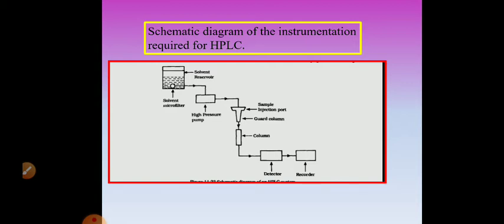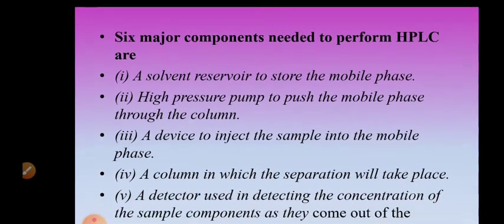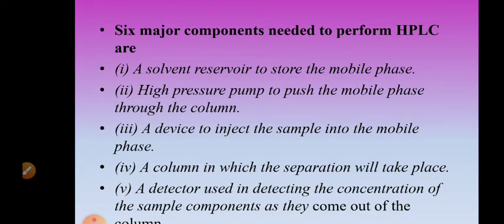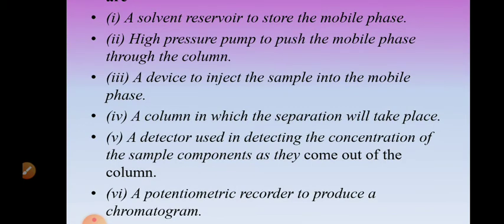Solvent reservoir having a degasser and a solvent microfilter, high pressure pump, sample injection port, guard column, main column, which may be more than one, then a detector and a recorder. So the 6 major components needed to perform HPLC are a solvent reservoir to store the mobile phase, that is the solvent, and a high pressure pump to push the mobile phase through the column. A device which will inject sample into the mobile phase, that is the sample injection port, and a column in which separation will take place.